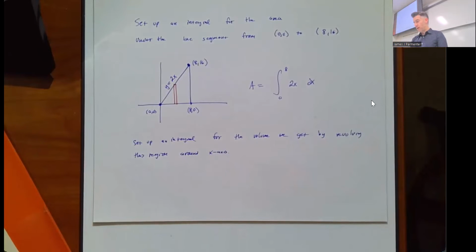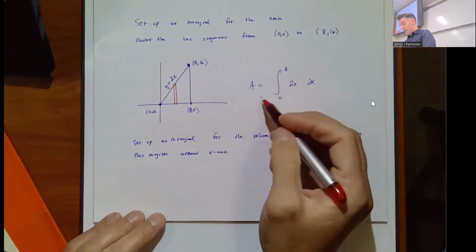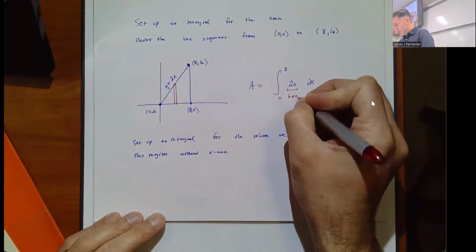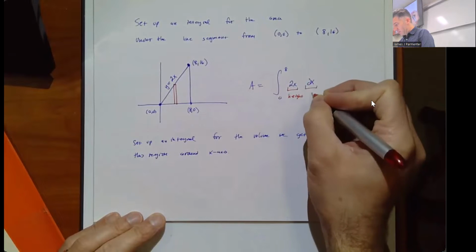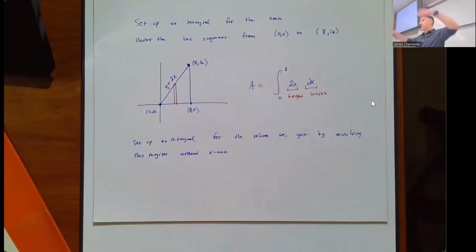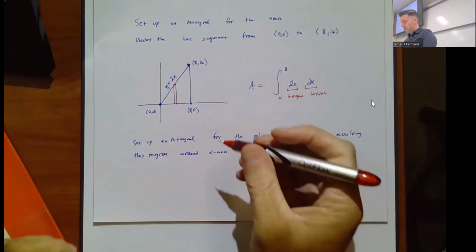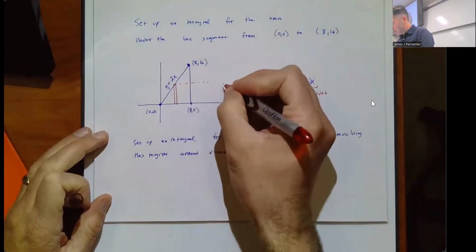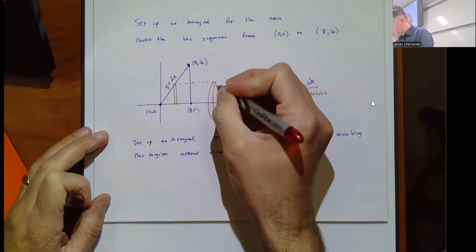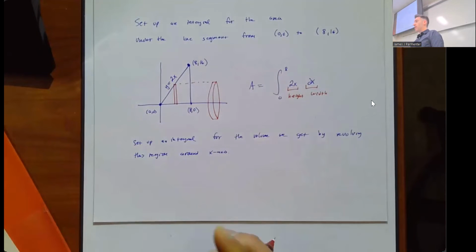And so again, I'm going to point out, when you're looking at the area, you're thinking of this as the height of your rectangle and this as the width of your rectangle. When you're doing volume, you're rotating this thing around, and now it's going to look like a little disc. And so instead of integrating the height times the width, now we're going to be integrating the area of the disc times the width. And the area of the disc is a circle.